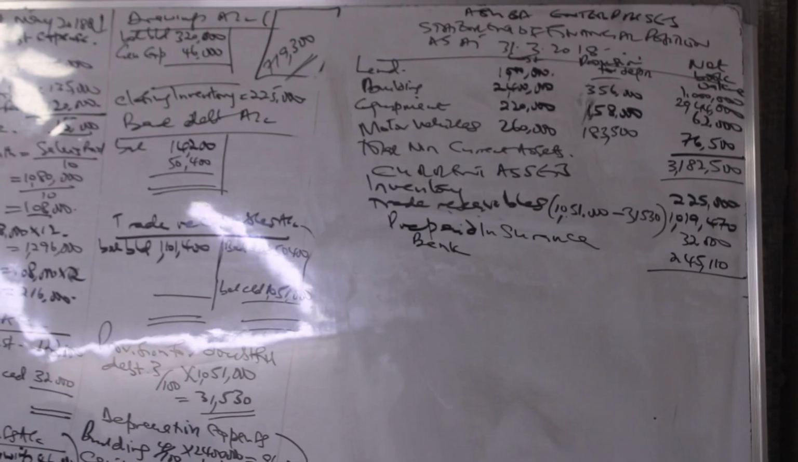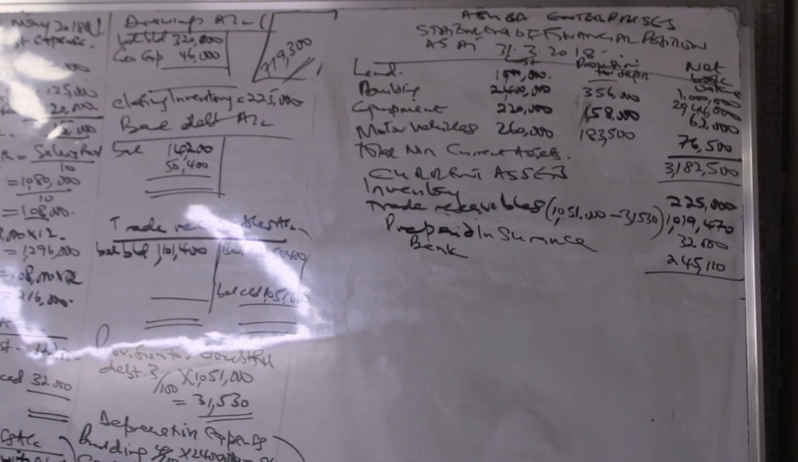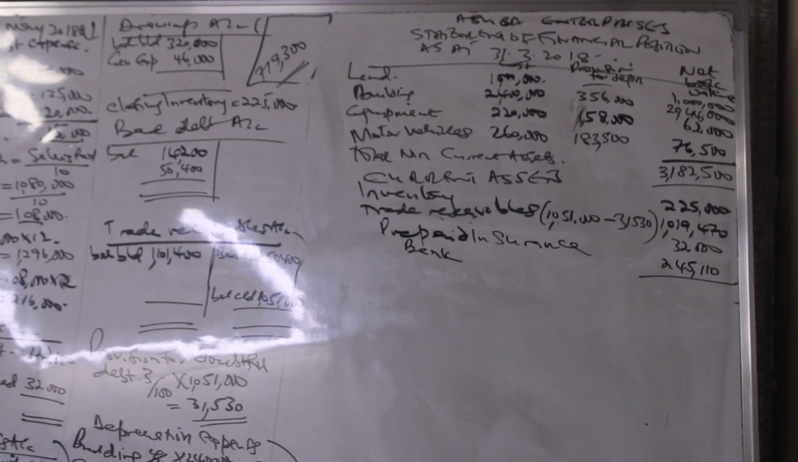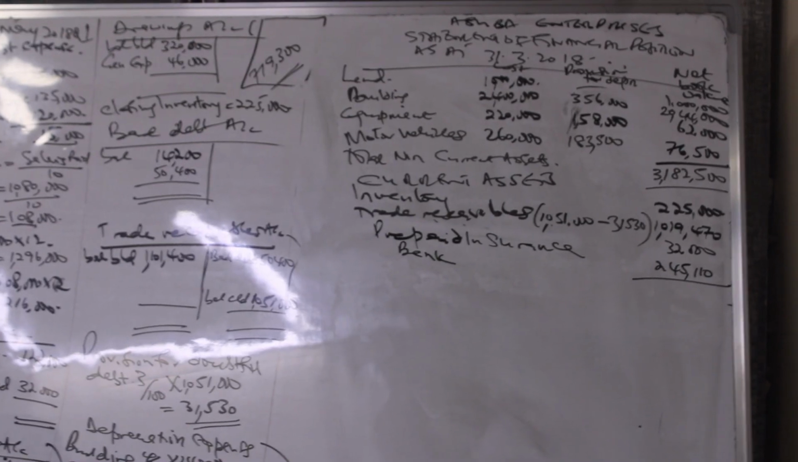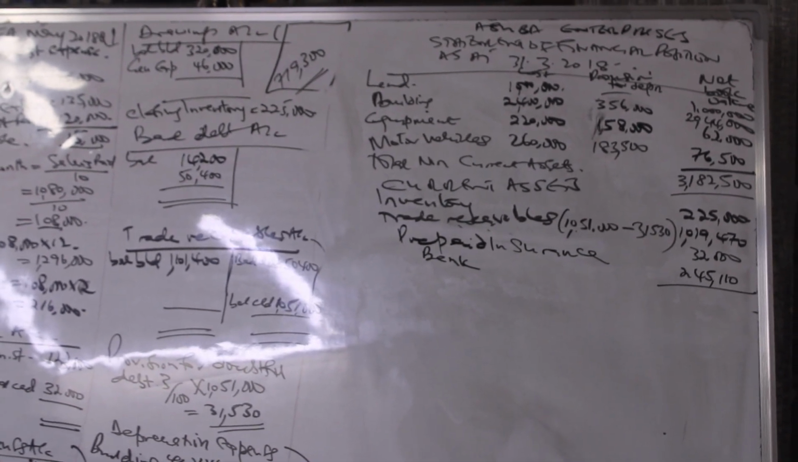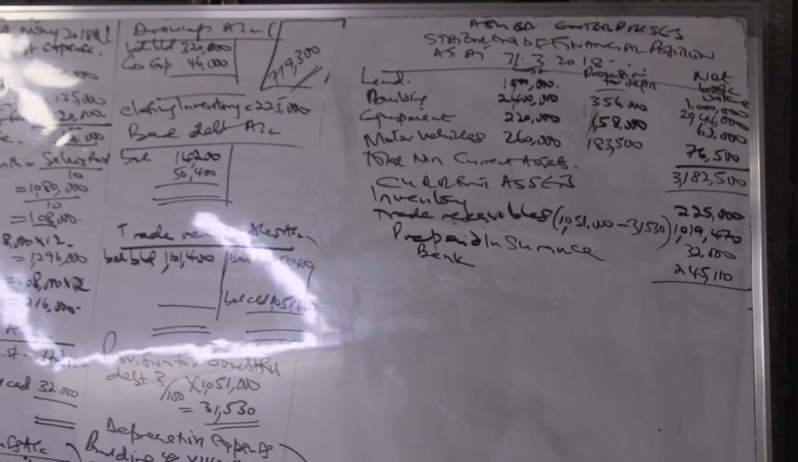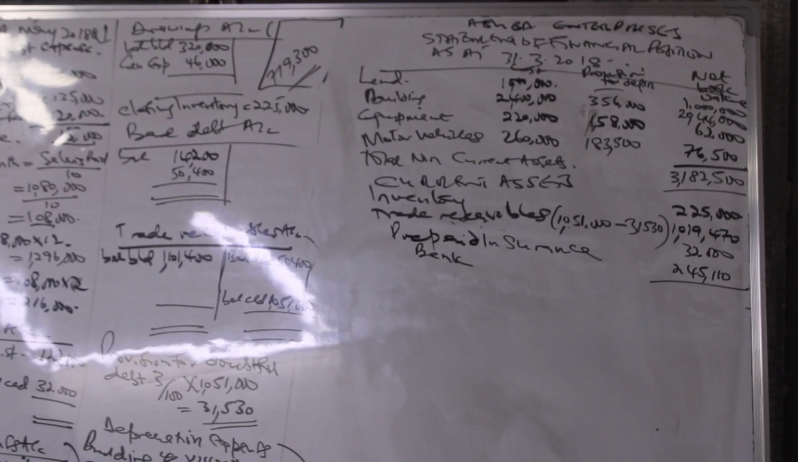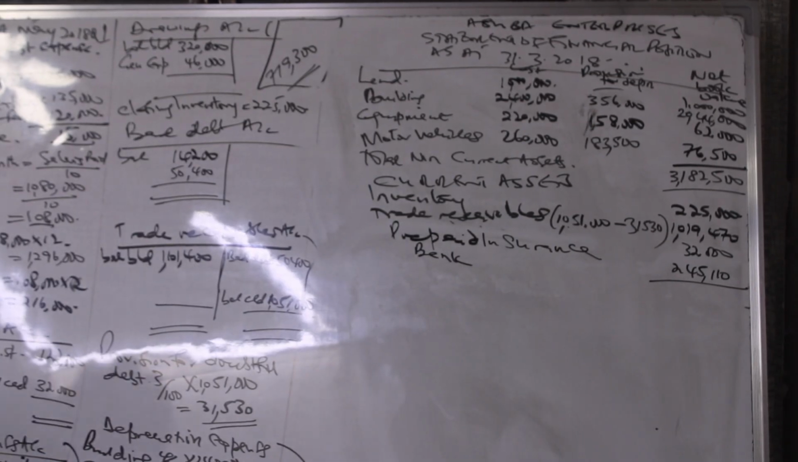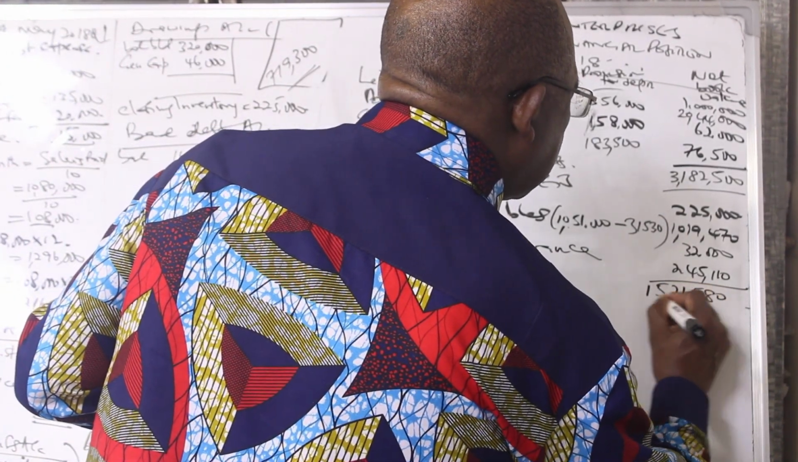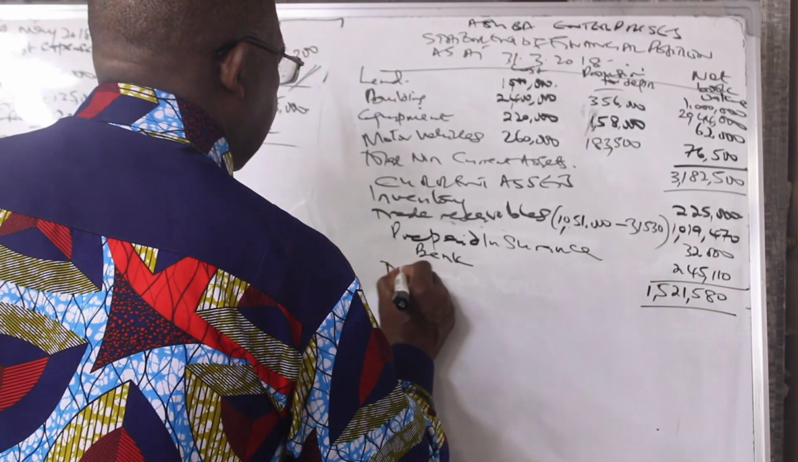225,000 plus 1,019,470 plus 32,000 plus 245,110. We get a figure of 1,521,580. Total current assets.